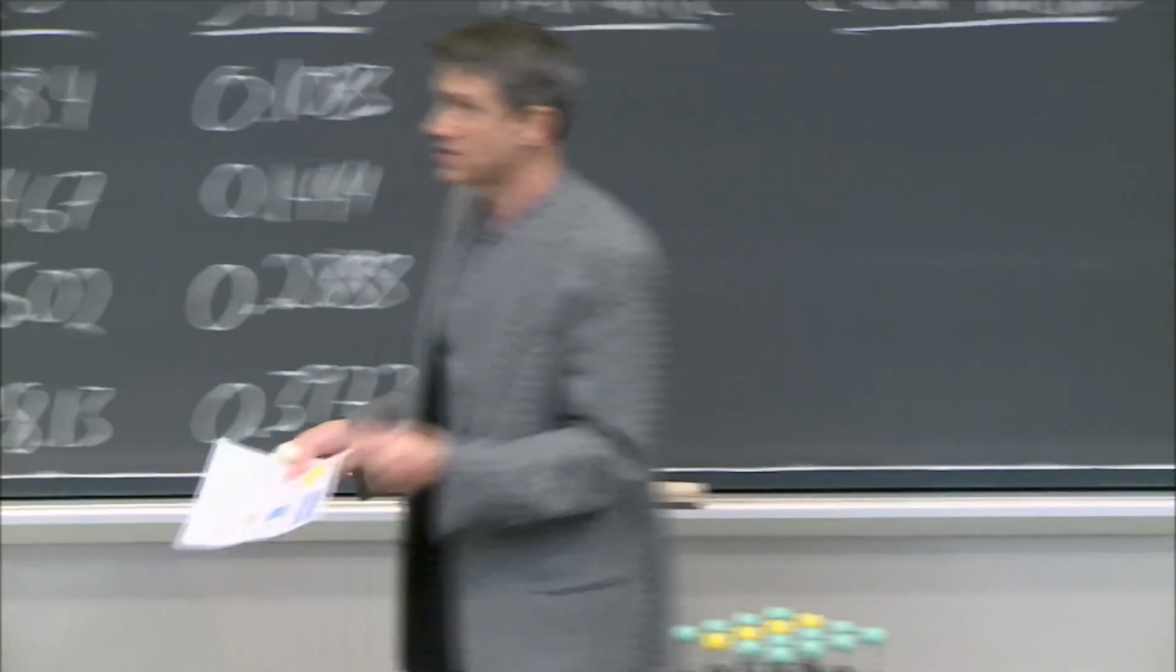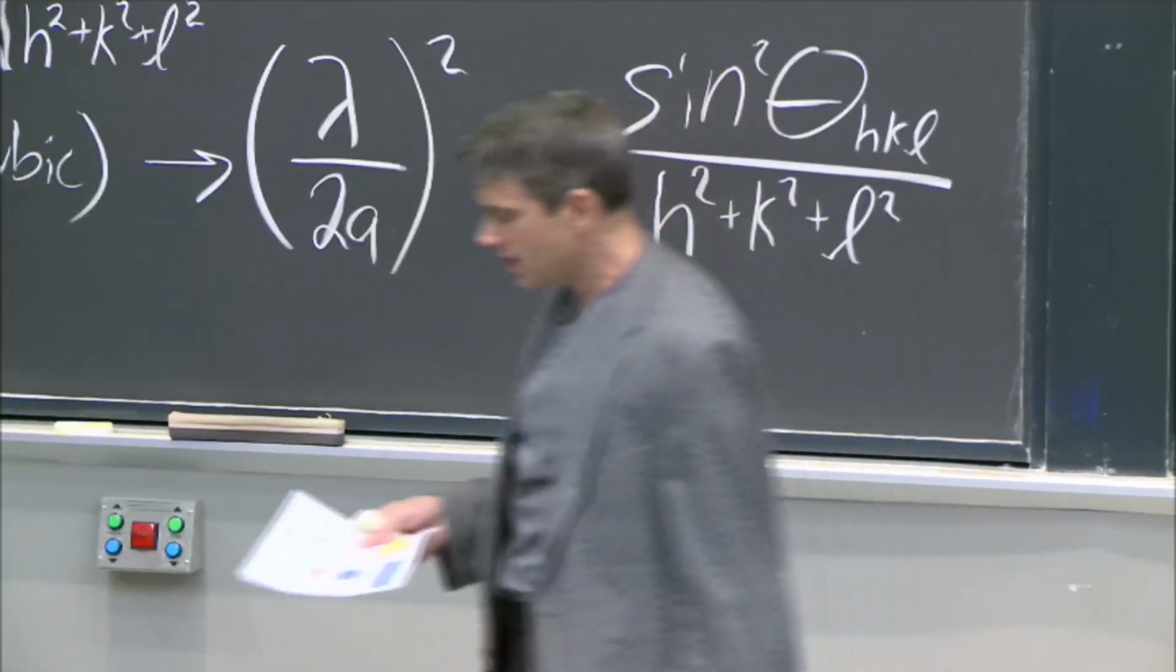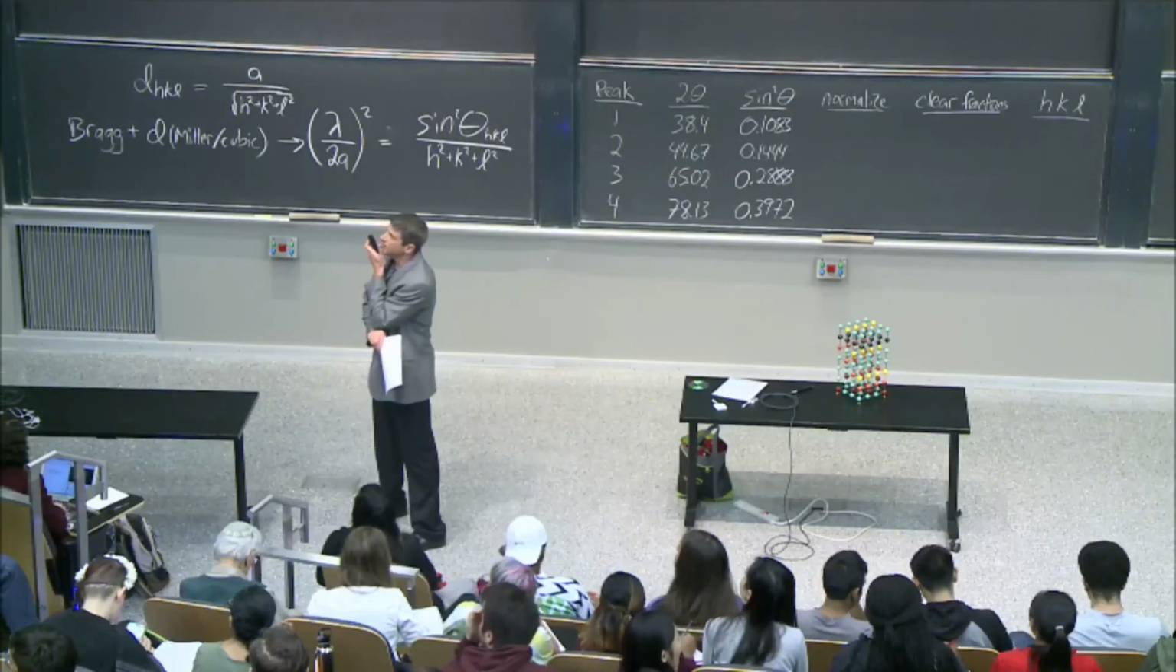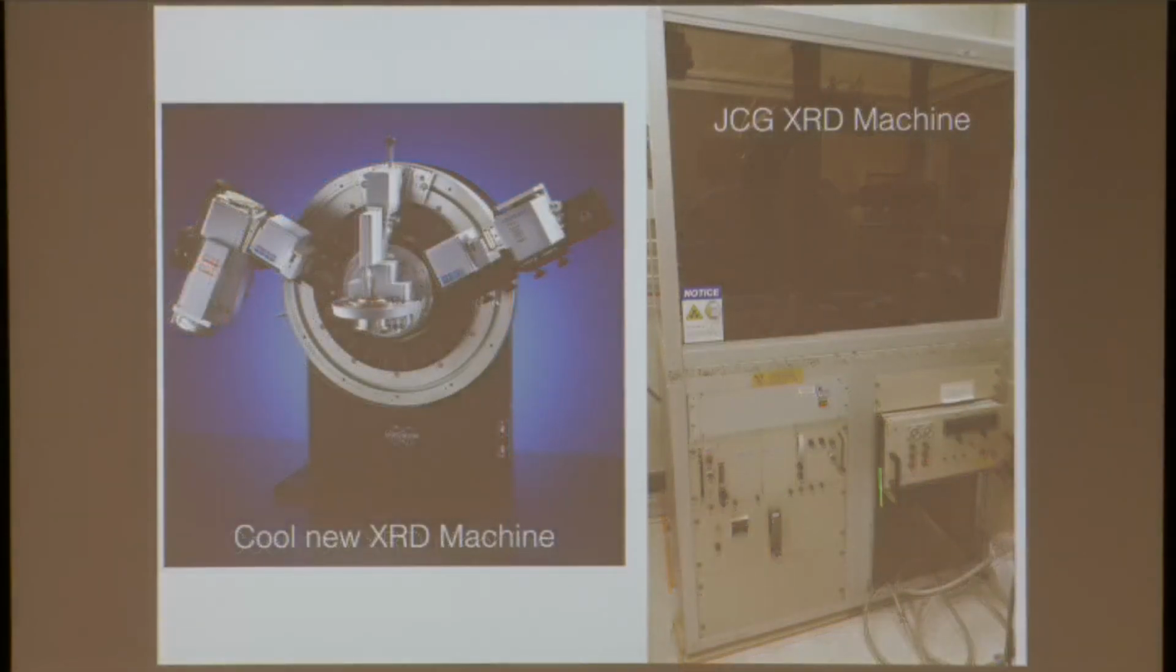And we say, okay, well, let's take this to the next level. Let's do an actual experiment. Now, how do you do experiments? Well, you have equipment. And this is what a really cool XRD machine looks like. This is what happens when you don't have any money. And so this is what's in my lab. But you see, it's true. You can come see it.